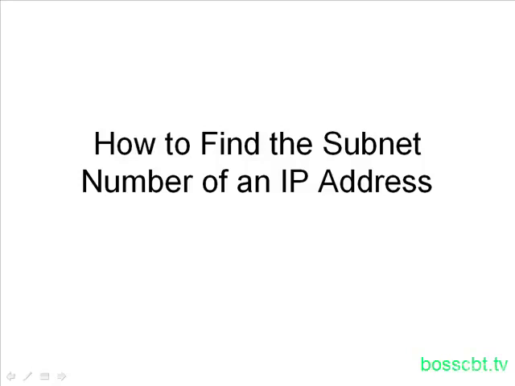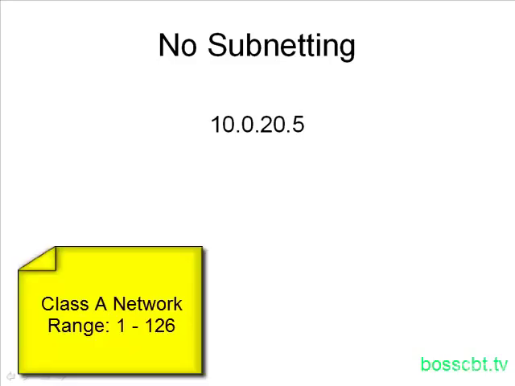Now, like all things with IP addressing, it's a relatively simple process to figure out the answer. You just have to memorize a few things and then go ahead and practice it a bunch. All right, so with that said, let's take our first example, and this is going to be an easy one because we're not going to be performing any subnetting. In other words, here's our IP address, 10.0.20.5, and it has not been subnetted. So we know that this is a Class A network IP address. So we give it the default Class A subnet mask, 255.0.0.0.